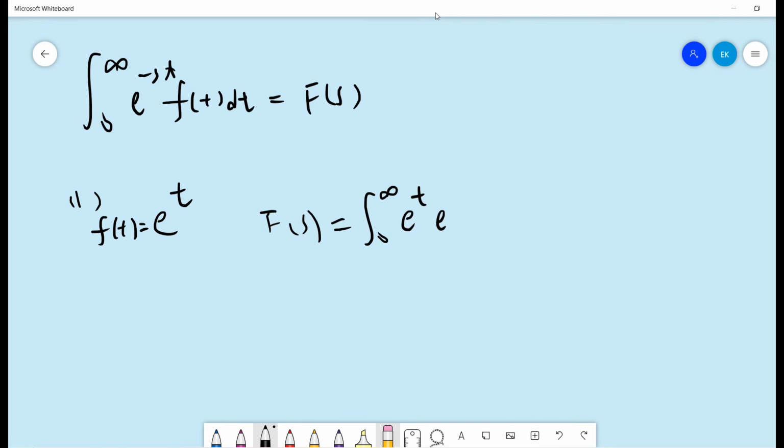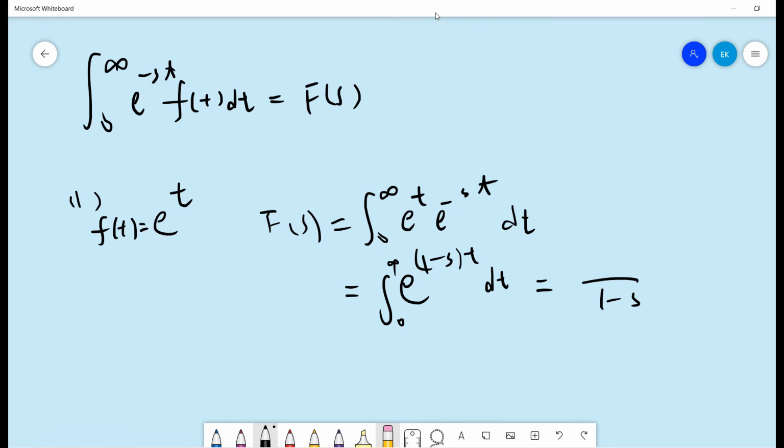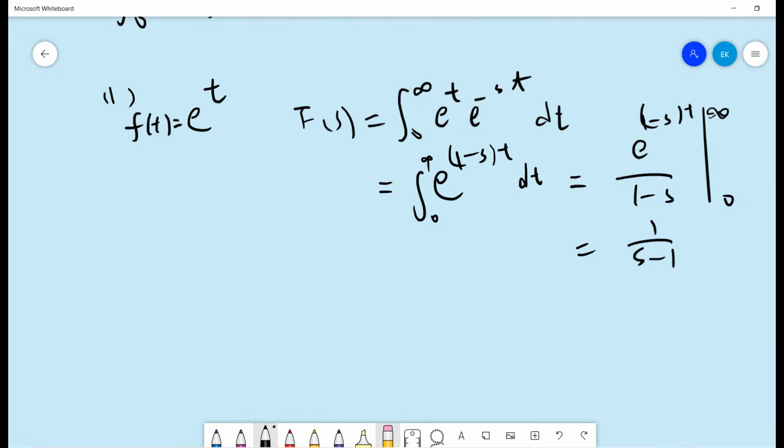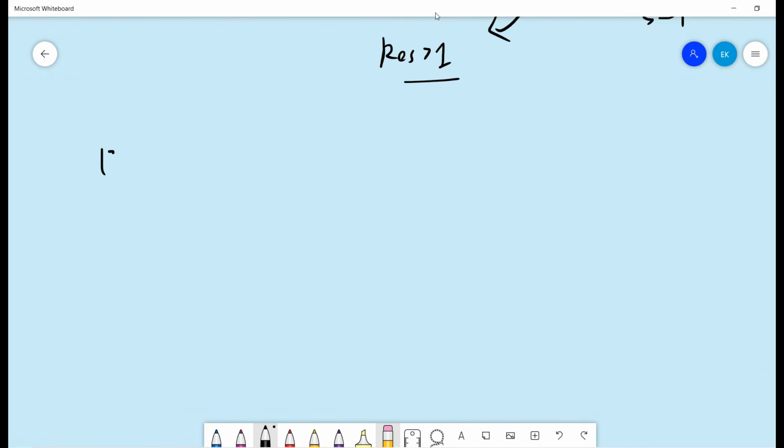Okay, so this is what we have, right? So this is the integral of exponential 1 minus s t dt from 0 to infinity, and this is 1 over 1 minus s times exponential 1 minus s t, from 0 to infinity. So put infinity, 0; put 0, it is 1, right? But it's required that the real part of s needs to be larger than 1.